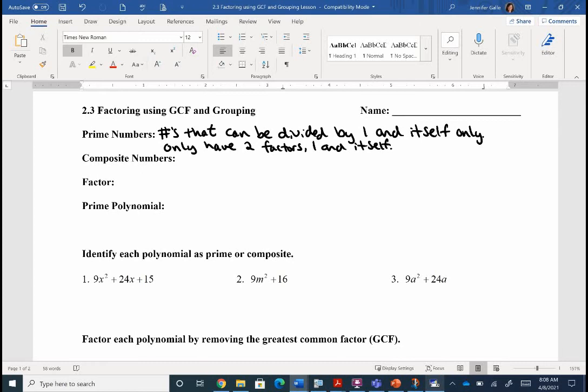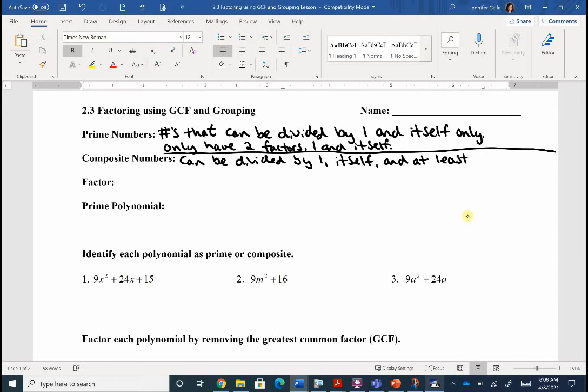So if that's a prime number, then what do we consider composite? What do you think? Numbers that can be divided by more than 1 and itself. Yeah, numbers that can be divided by 1, itself, and at least 1 more number.